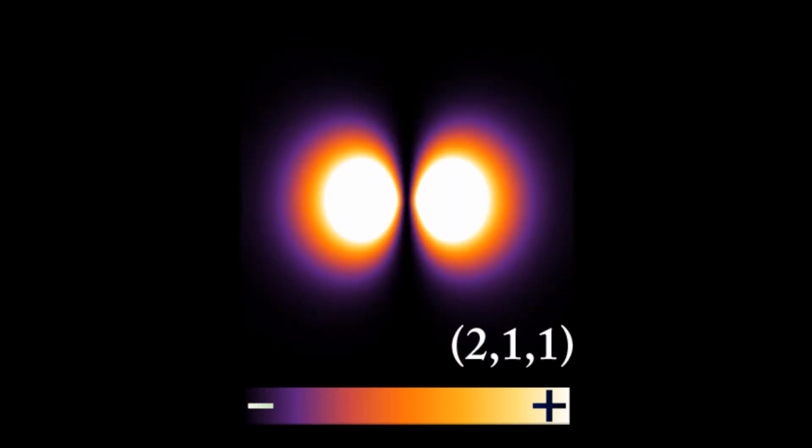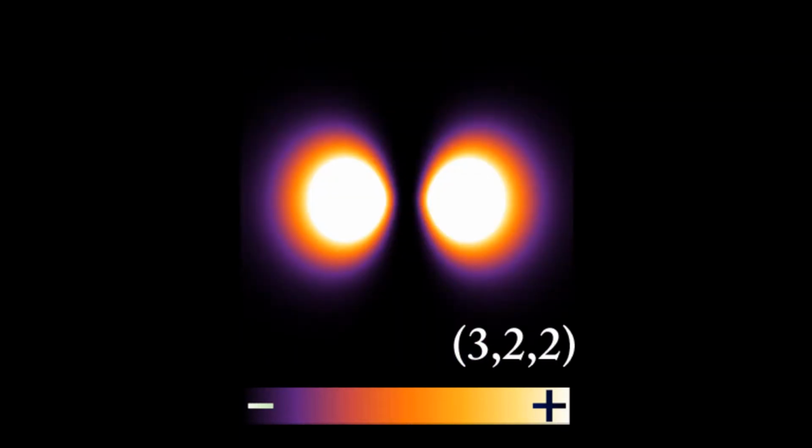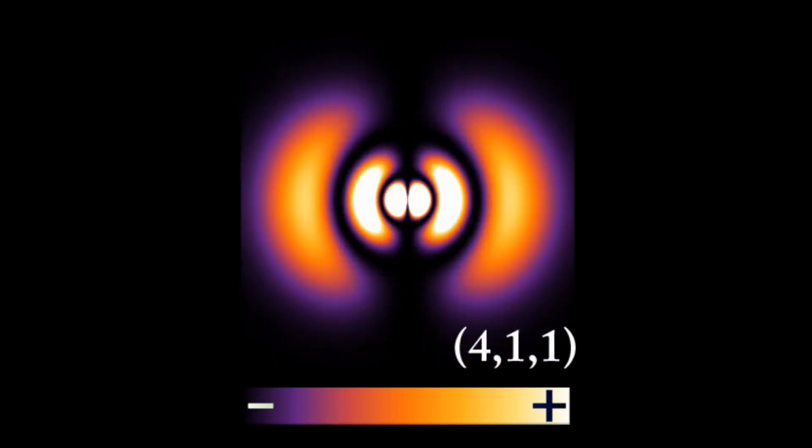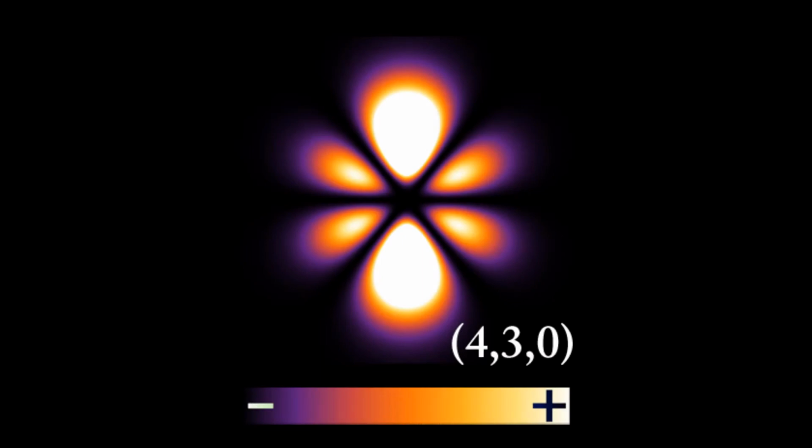Electrons are a bit like that too, but instead of vibrations on a one-dimensional string, stable electrons are described by a wave function that fits into three-dimensional orbitals. These orbitals determine where the electrons can be found in space, and they're controlled by two numbers, the angular momentum number L and the magnetic number M.